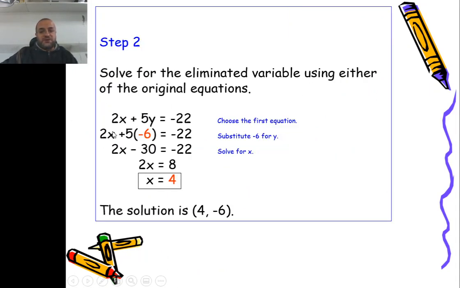Step 2. Solve. As we get y equal minus 6, we substitute it in any of the equations and we get x equal 4, and the solution is 4 and minus 6.